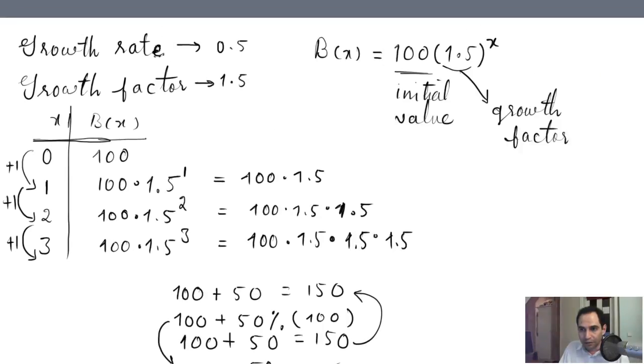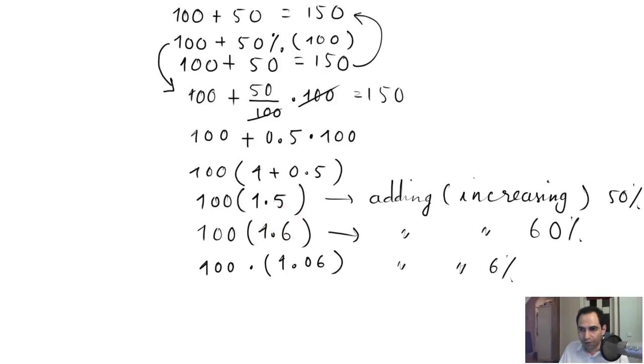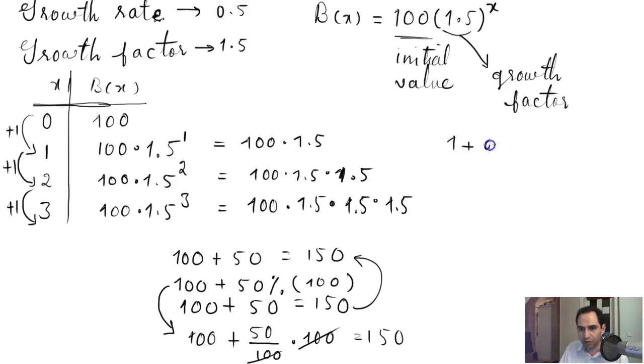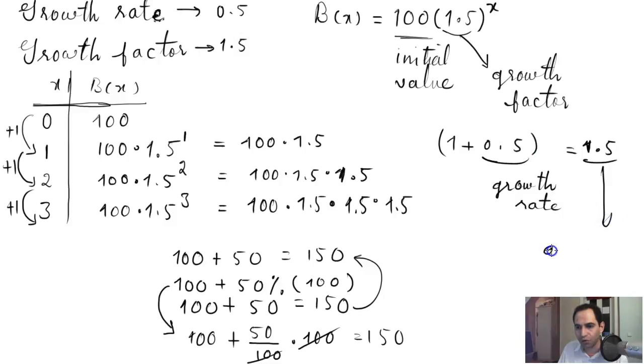And so in this number 1.5, as you saw, we had 1 plus 0.5, which became 1.5. And so in this 1.5, we have basically a growth rate, which is this number, a growth rate, and this 1.5 is called the growth factor.